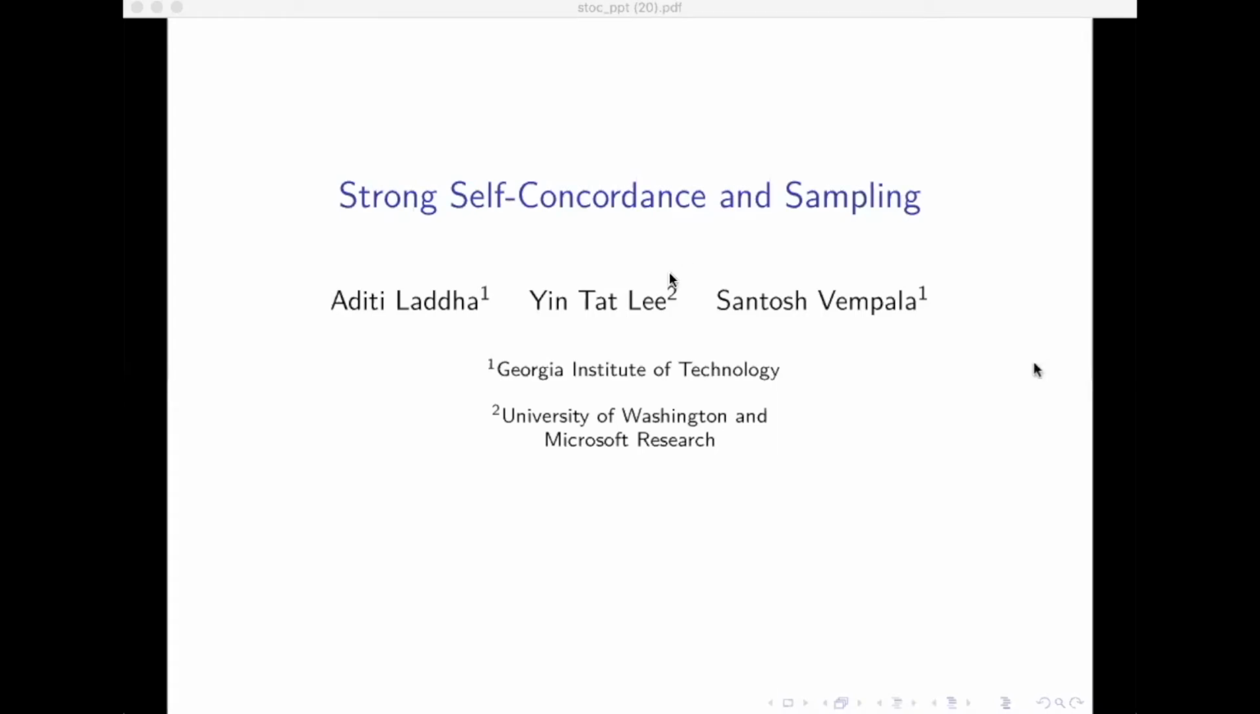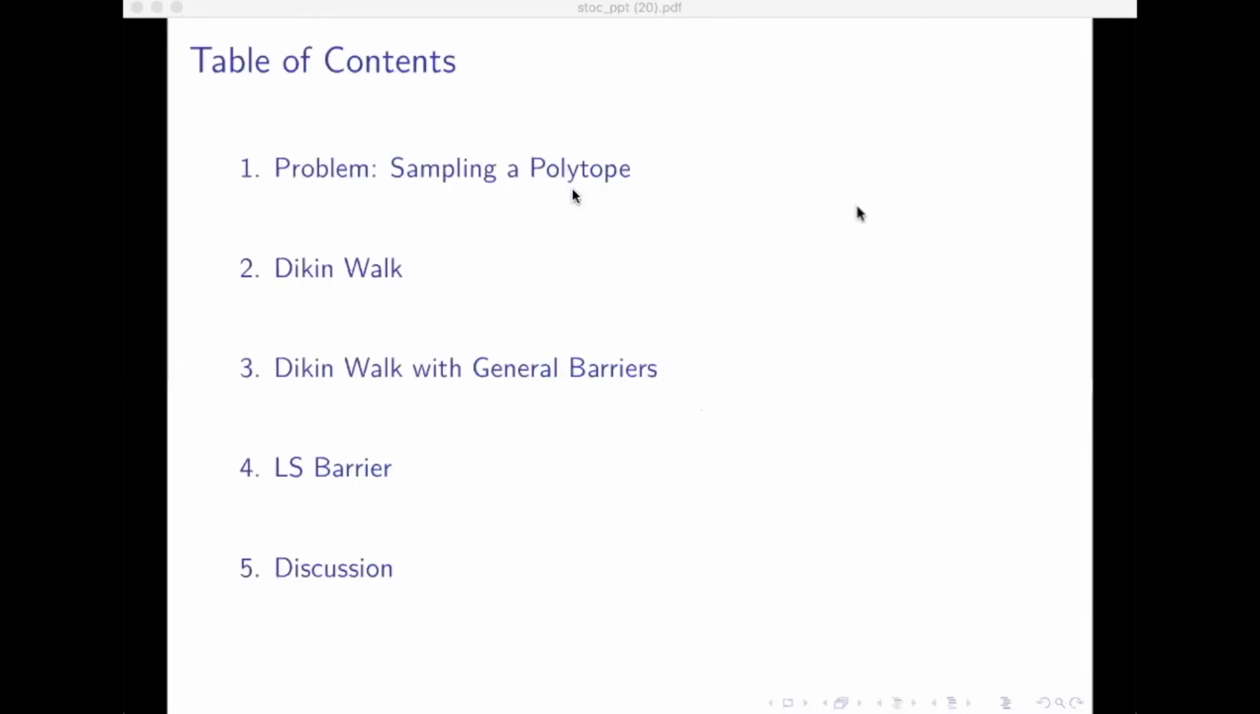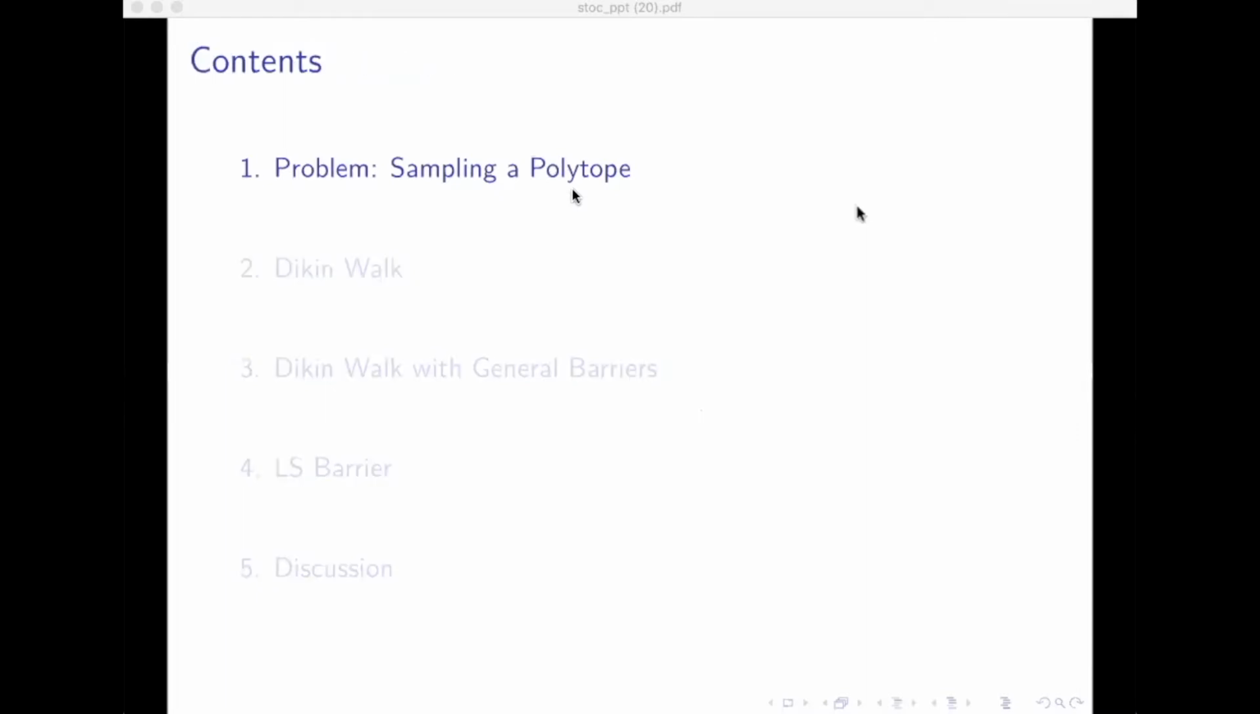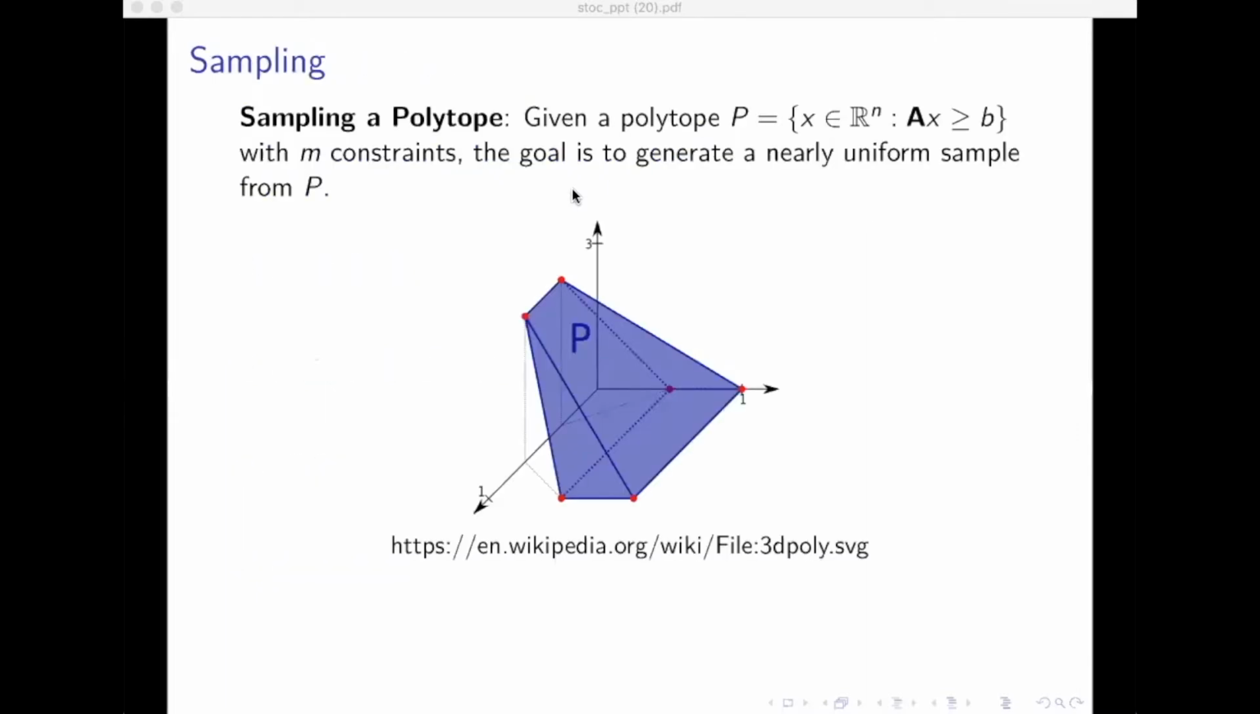In this talk, I'm going to describe an algorithm for sampling a polytope that mixes in order n square steps. Given a polytope P in n dimensions described by Ax ≥ b with m constraints, the goal is to generate a nearly uniform sample from P.